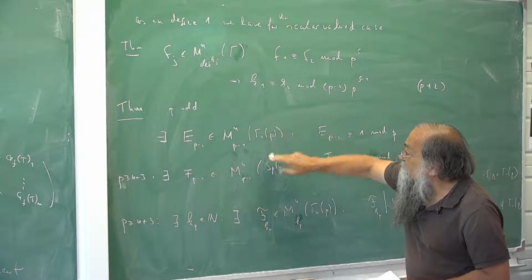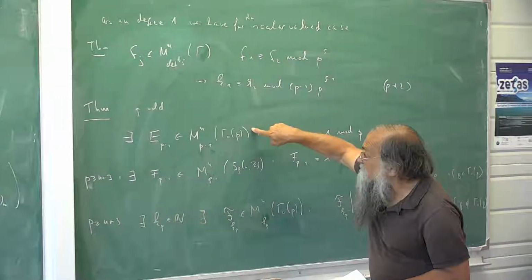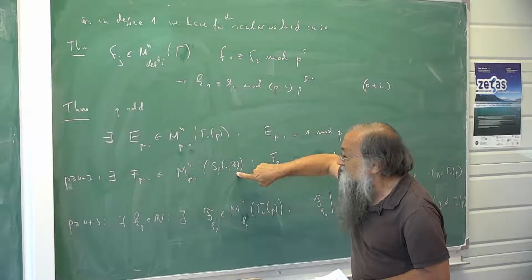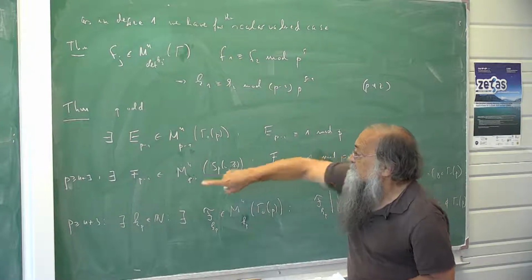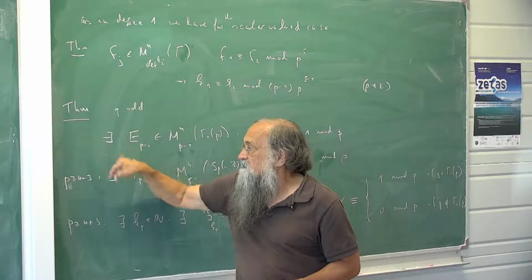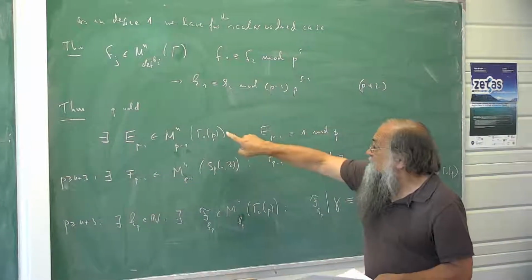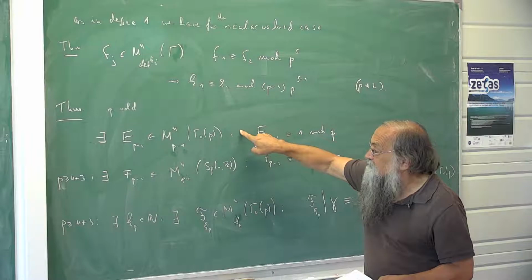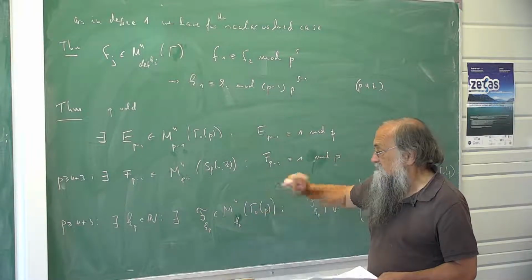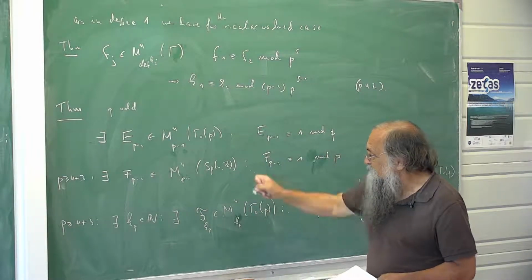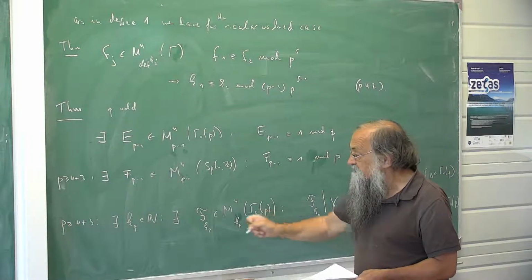I wrote down the first statement, which is weaker in some sense than this one, except for the fact that this is valid for all primes, mainly because I will give you a proof of this, and for the others are much more complicated in their proof and more delicate.